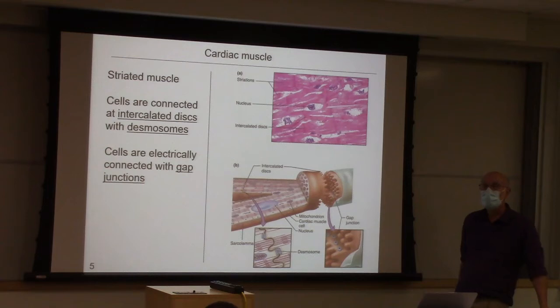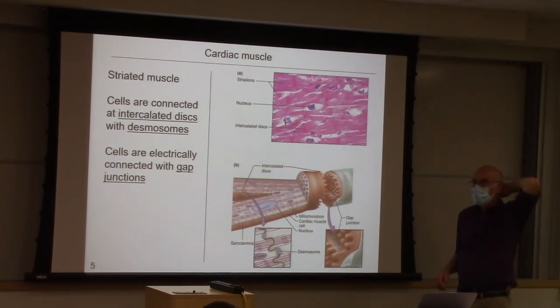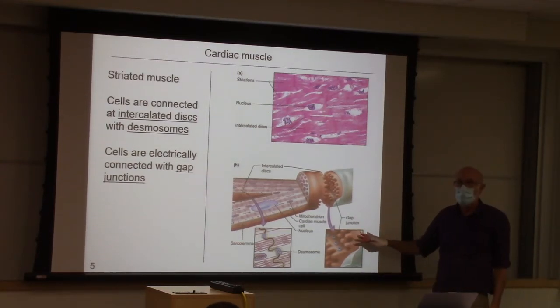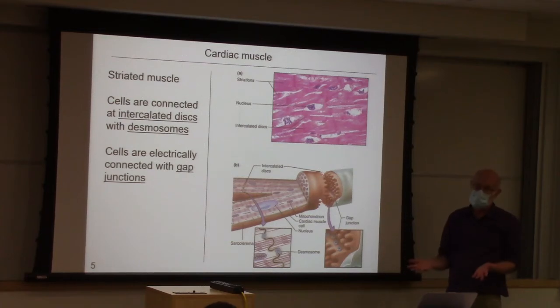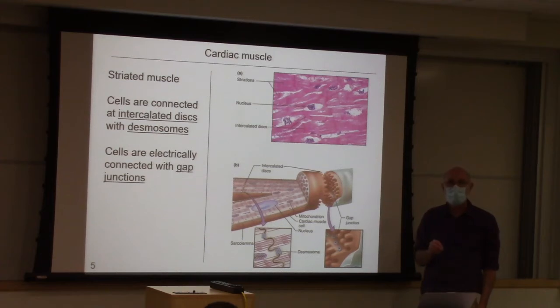Yes? Could a desmosome be equivalent to like a synapse? It's equivalent to an electrical synapse, but it is nothing like a chemical synapse. There's no chemical connection here, but it is an electrical synapse between the two muscle cells. So if you know anything about electrical synapses, just take everything you know about electrical synapses and apply it here. But it's not a chemical synapse.